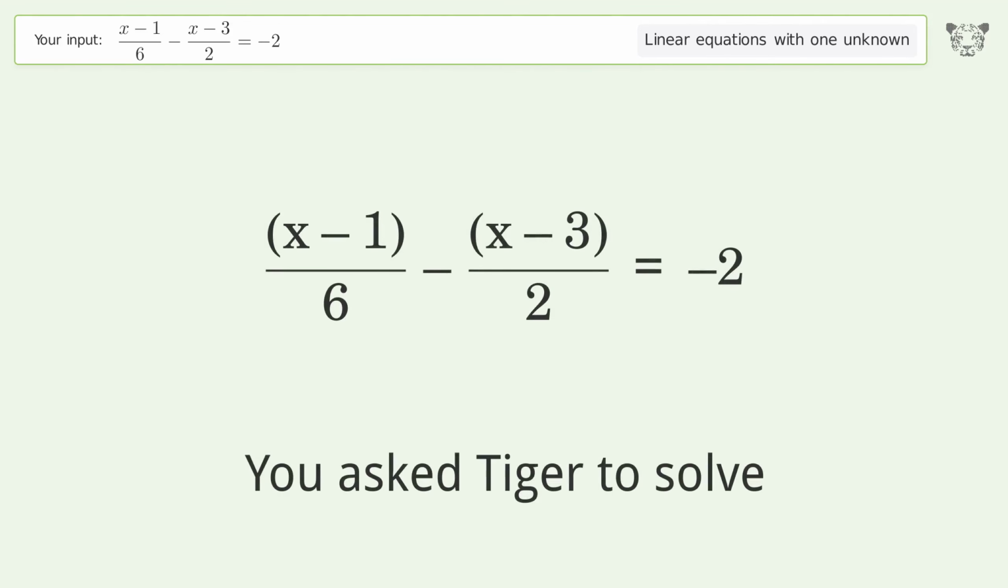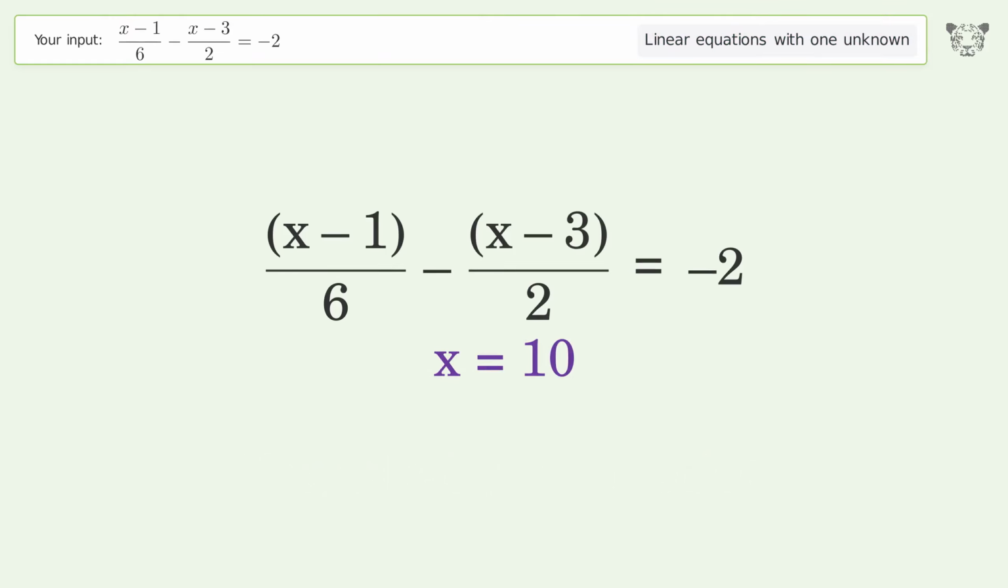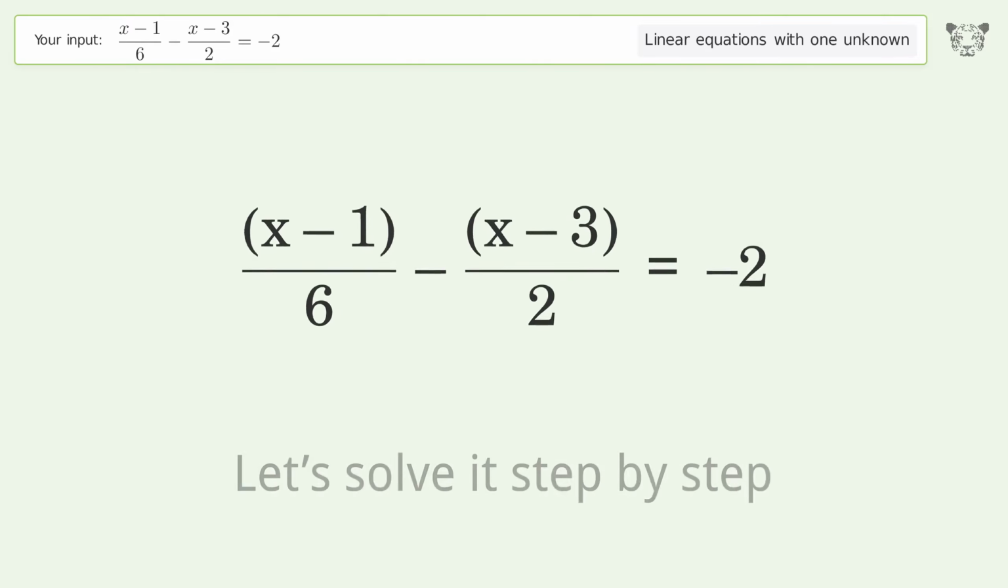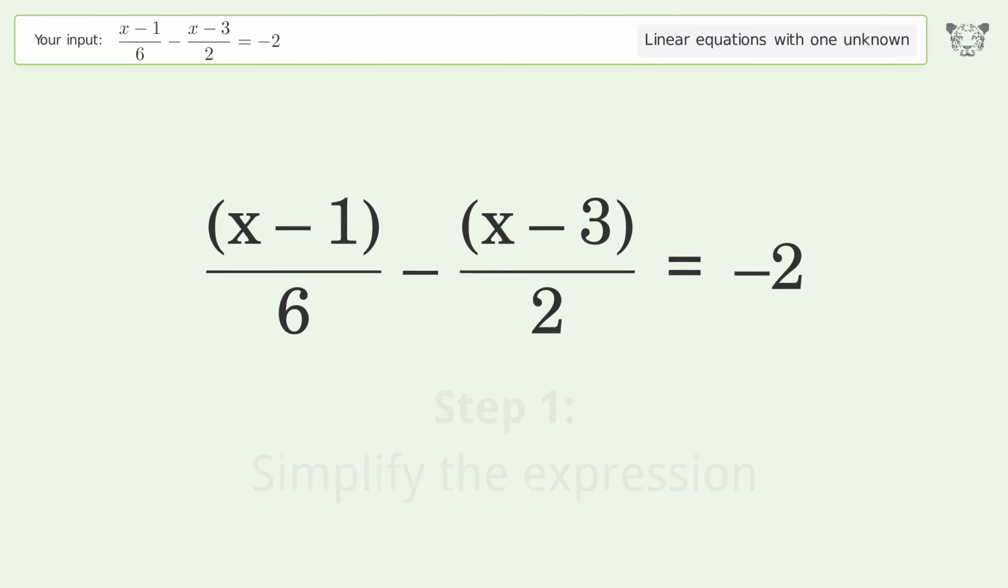You ask Tiger to solve. This deals with linear equations with one unknown. The final result is x equals 10. Let's solve it step by step. Simplify the expression. Break up the fraction.